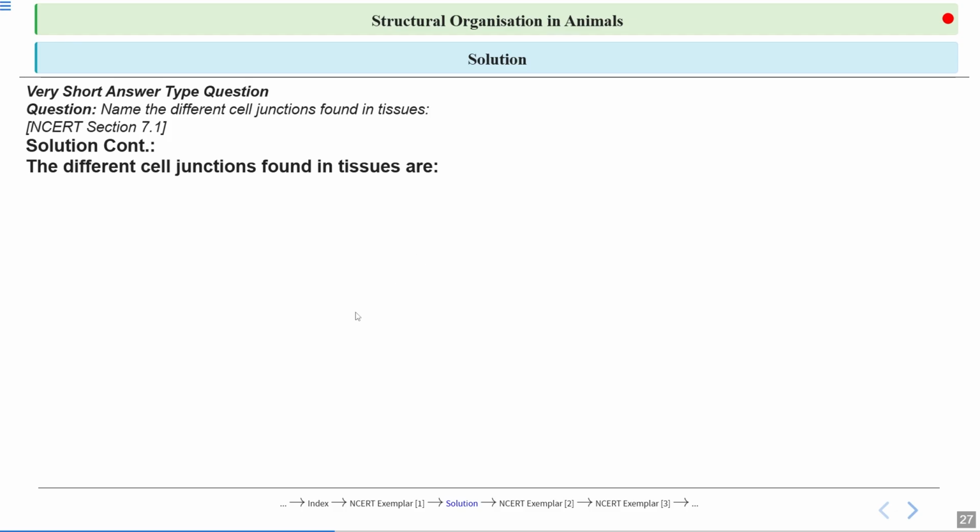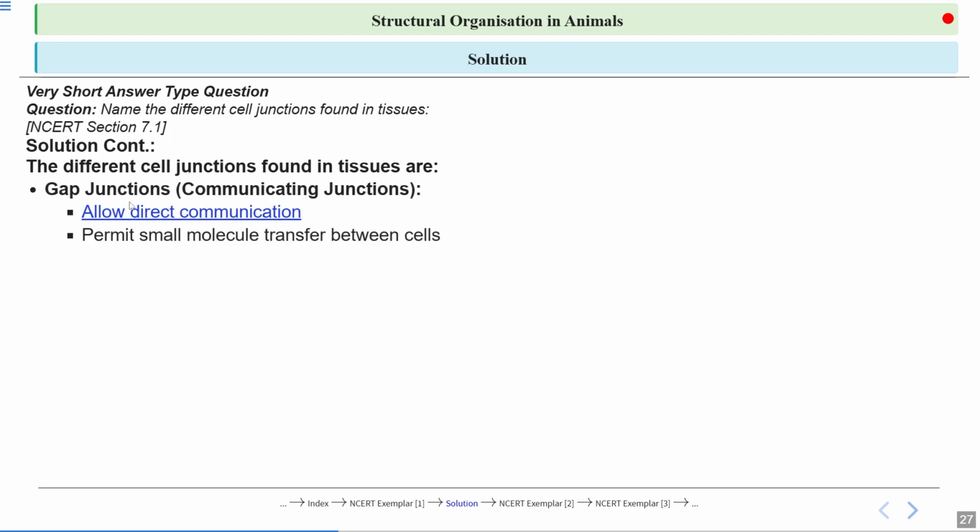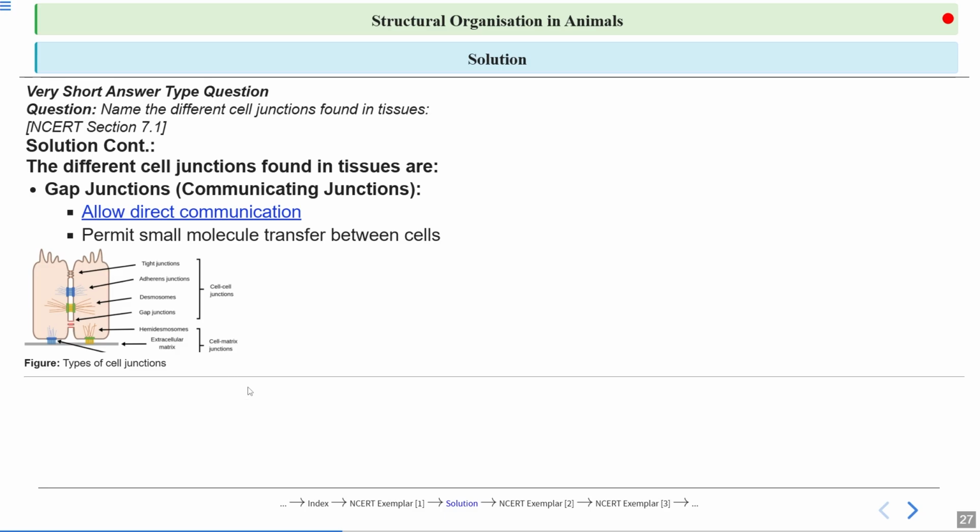The different cell junctions found in the tissues are... Next is the gap junction, also called the communicating junction. This means the communication occurs through this junction from one cell to another, and they allow direct communication. They permit small molecules to transfer between the cells. So they allow the smaller molecules to pass from one cell to another, right? They are the type of junction that allows communication. So this is the gap junction.